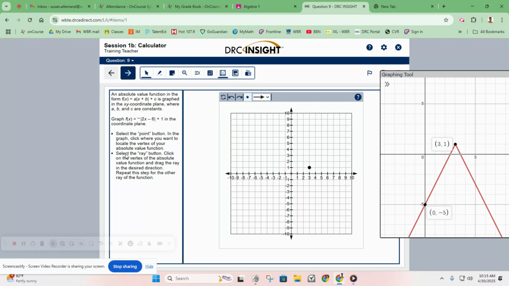The second bullet says, select the ray button, click on the vertex of the absolute value function, and drag the ray to the desired direction and repeat for the other side. So I'm going to go to the ray button, up here, the line type, click on solid line. I go back to the vertex, hold my mouse button down, and I see the point that it needs to go through. Its y-intercept is at 0, -5. So I go to 0, -5, and then release the mouse button so it draws the line.